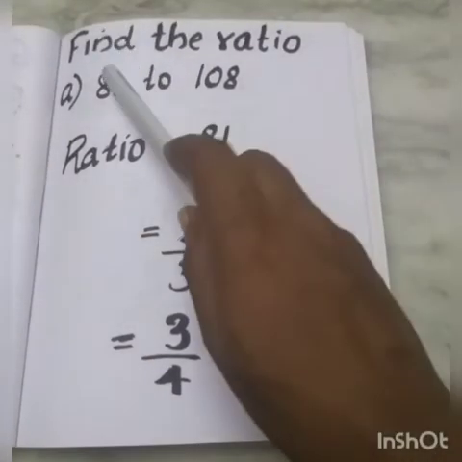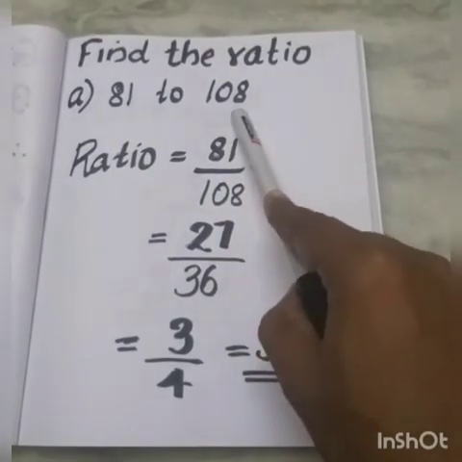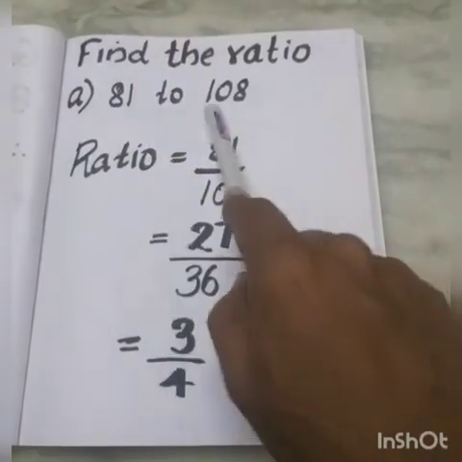Next example: find the ratio 81 to 108. Here they haven't given any unit for the two numbers, so no problem. So 81 to 108.